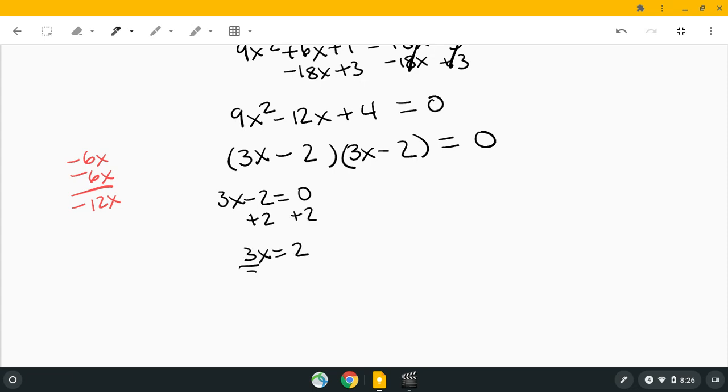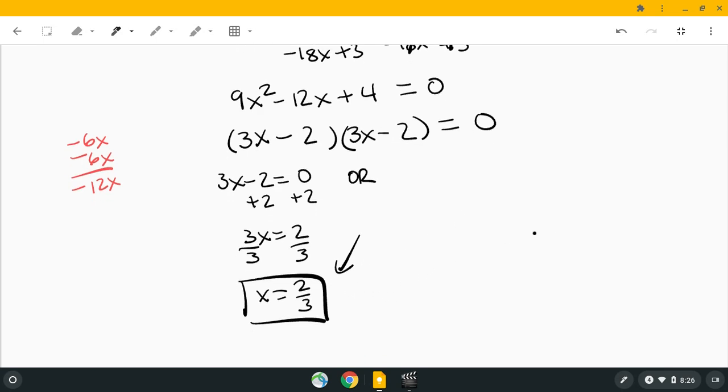3x equals 2. Divide both sides by 3. x equals 2/3. Or this other factor. Oh, actually, it's the same factor. So you don't have to do it again. This is a repeated solution. Okay, so since they're both the same, 3x minus 2, 3x minus 2, of course you're going to get the same answer. Okay, so this is a repeated solution. Okay, so no need to do that side.